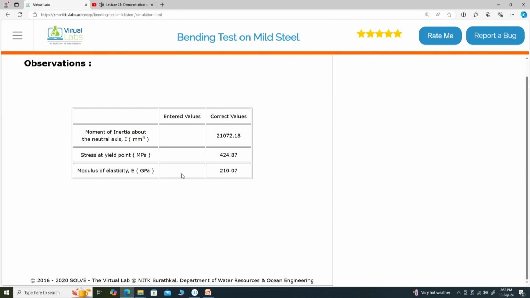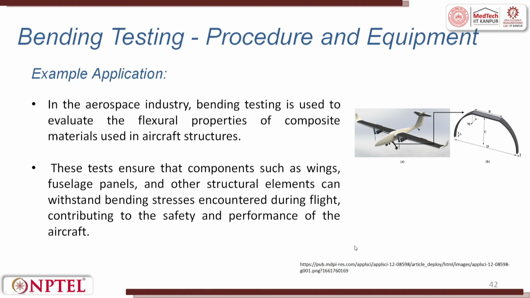Now there are certain applications of the bending test as well. There are example applications which are given here. In the aerospace industry, bending testing is used to evaluate the flexural properties of composite materials used in aircraft structures. So bending test is a method employed by engineers to quantify the response of materials under direct beam loading. This is primarily used for materials that encompass, as I told, polymers, composites, even wood. Metals obviously are taken into test all the time.